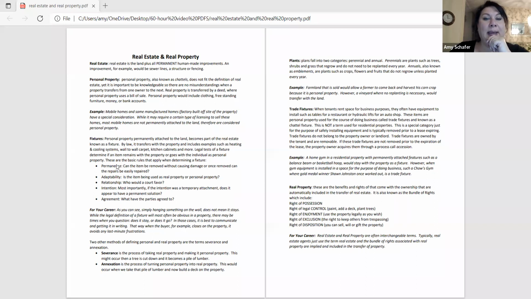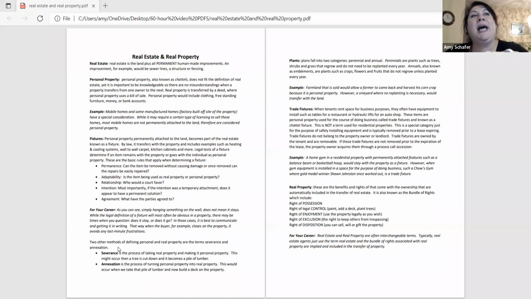A couple other good vocabulary words for you here are severance and annexation. If everything starts as personal property, my example is going to be lumber sitting in your driveway. Just bought it from Lowe's, 2x4s just sitting there. That's personal property. When you attach it to the house and build a deck, that is called annexation. So you're turning personal property into real property. That's the verb for it, annexation.